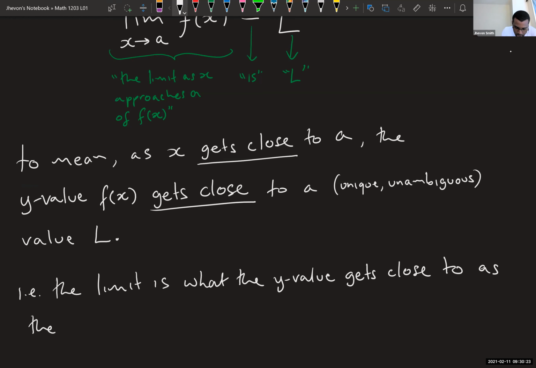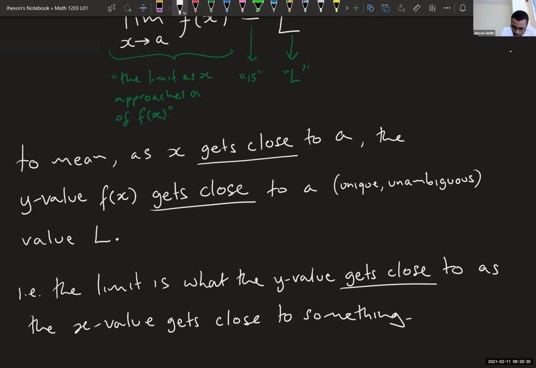As the x value gets close to something. Right? Now, why is this not a mathematical definition? Because it's too vague, is the basic answer. A mathematical definition should not be up to the interpretation of the reader.